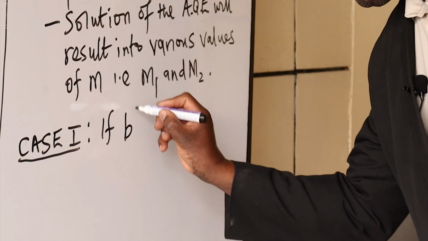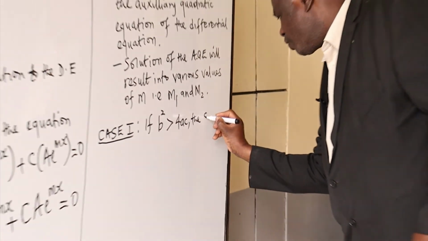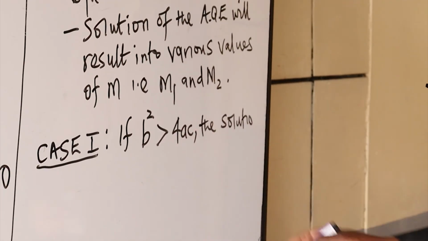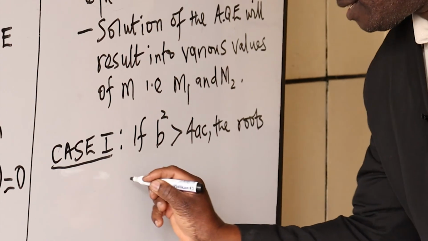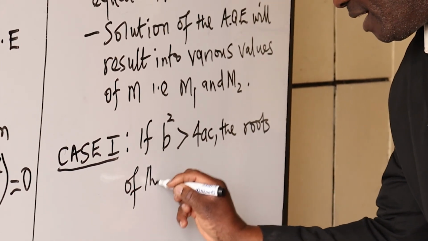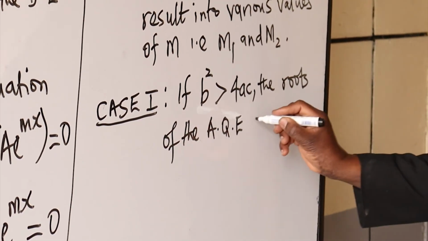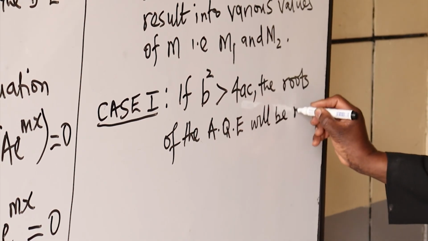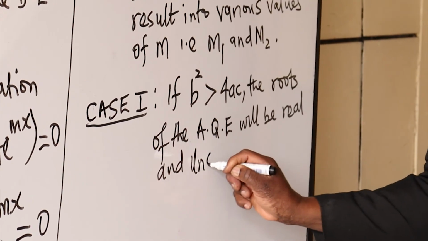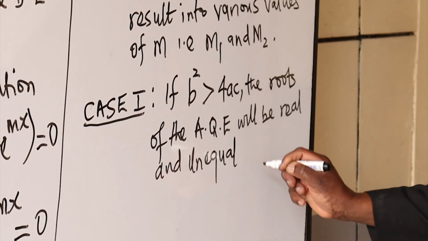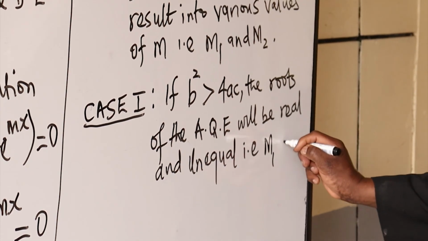If b squared is greater than 4ac, the roots of the AQE will be real and unequal. That is, M1 and M2.